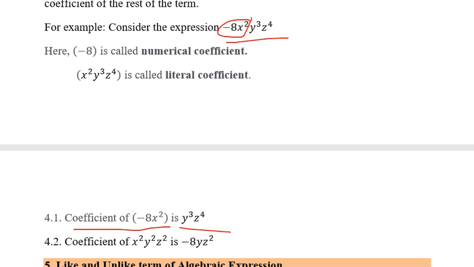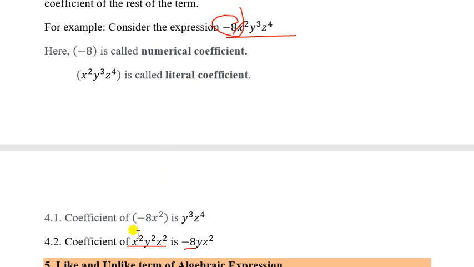Now one more. Coefficient of x square, y square and z square. That means from this expression we have to take out the coefficient without x square, y square and z square. That means minus 8 will definitely come. So minus 8, I wrote here minus 8. Then x square, no need to take x square because we are finding the coefficient of x square.